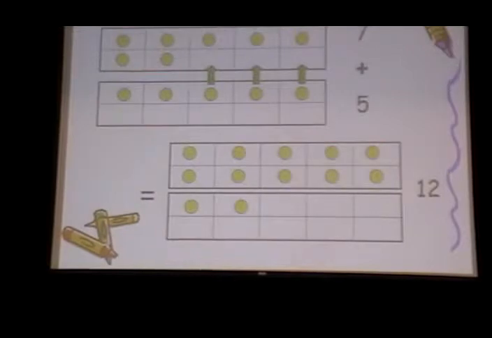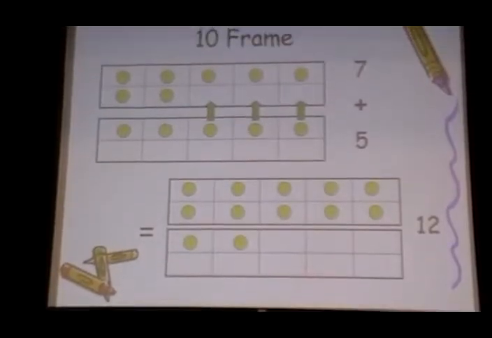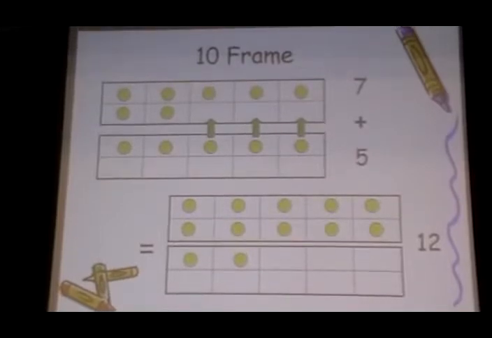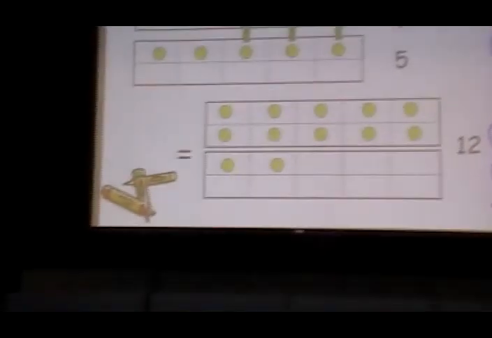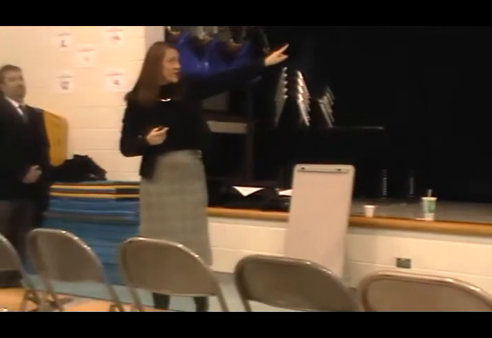Excellent. All right, so here's a 10 frame. And in this particular example that I'm showing to you, they're using it to model addition, how students can use it to see how 7 plus 5 is 12, and you have a real visual model. You can see in the bottom that one of the 10 frames is filled, and you have 2 additional ones.